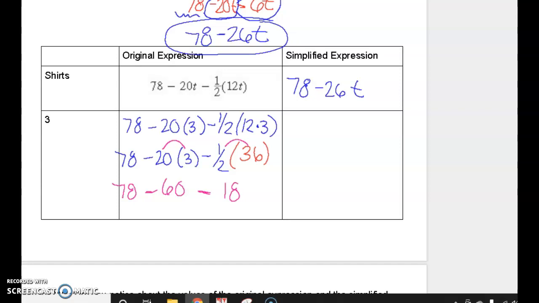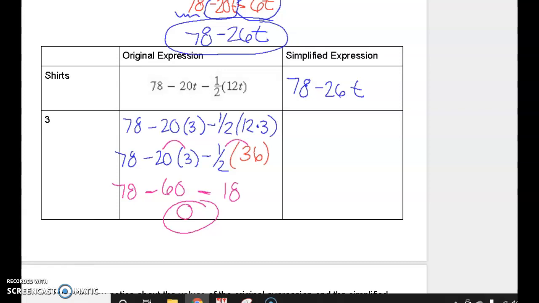Alright, so let's put this in a calculator. 78 minus 60 minus 18. When I do all of that, he ends up with 0. That's perfectly right. So let's see if this works for our simplified expression.